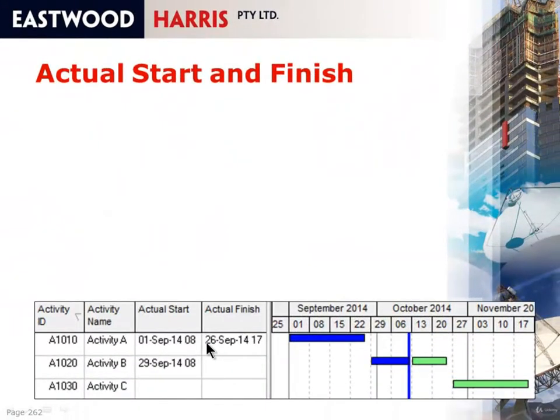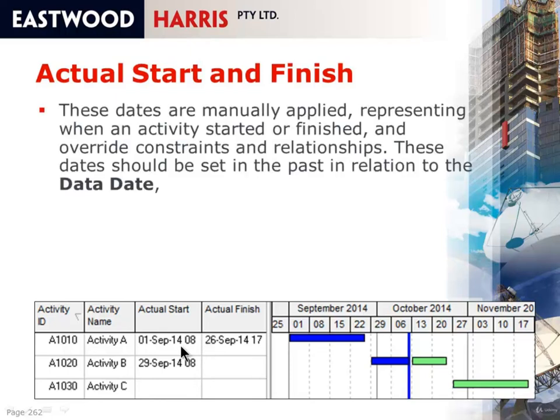The actual start and the actual finish, these are the dates that one would manually apply. So when an activity is actually started, you'll type in the actual start. When it's actually finished, you'll type in the actual finish. And these override any constraints, and they should be set in relationship to the data date.